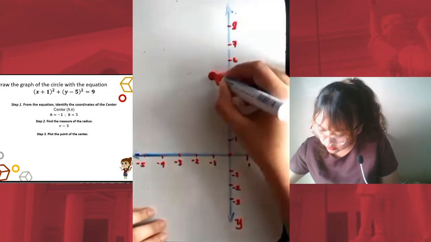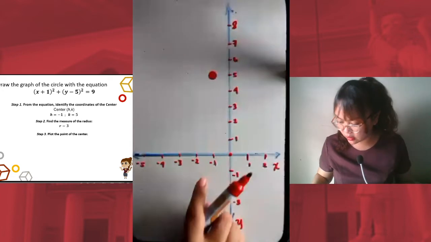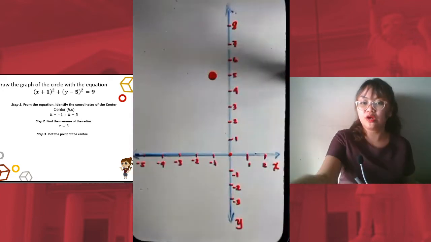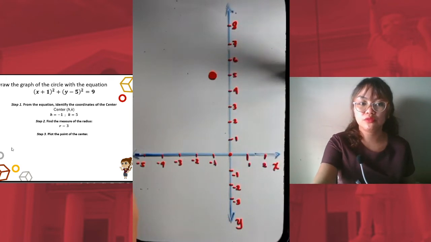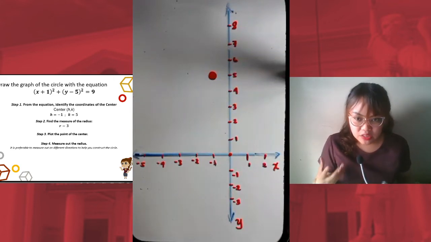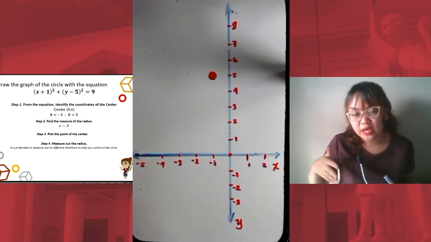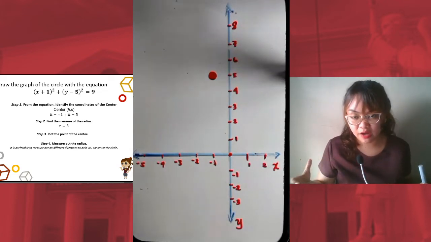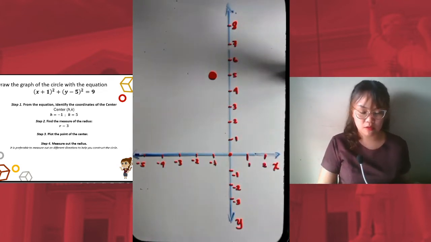Alright. So this is now the center at -1, 5. Next, after doing that, we proceed to step 4. Step 4, measure out the radius. I suggest that you measure out the radius in different directions so that we would be able to graph the circle a lot easier. What do I mean?